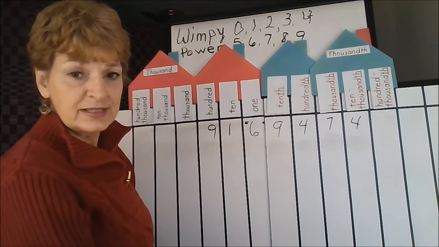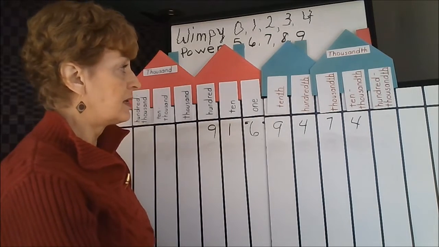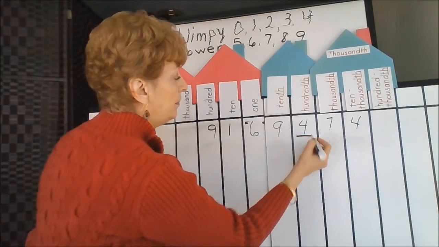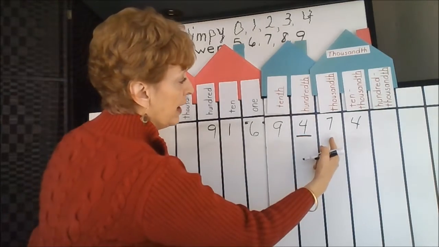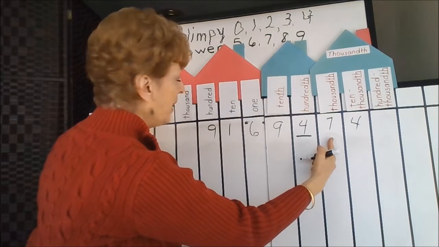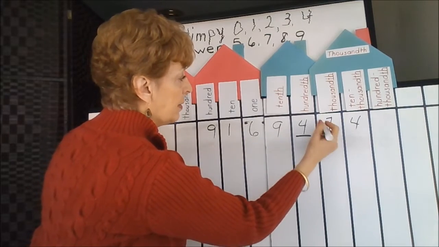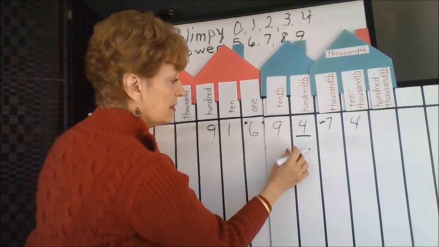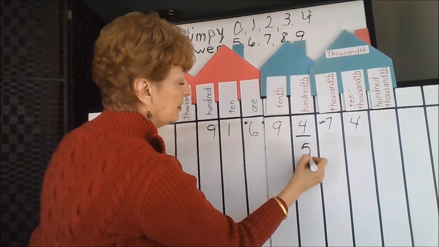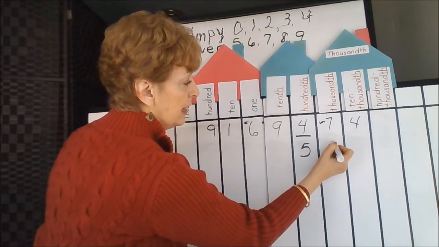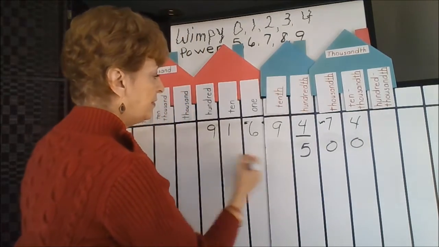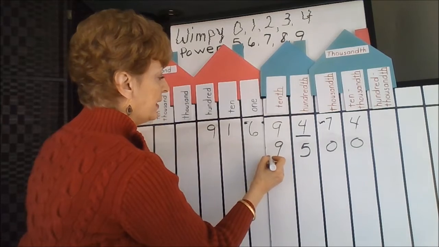If the directions said round to the nearest hundredth, we would go to the hundredth column. To the right of the hundredth column is a power 7. The power 7 bumps up this number to a 5. Everything to the right turns into zeros. Everything to the left of the number gets copied.